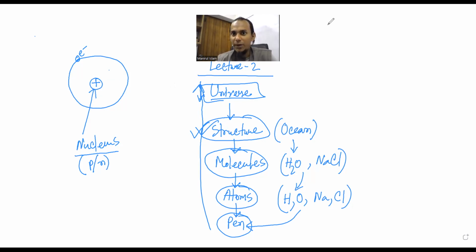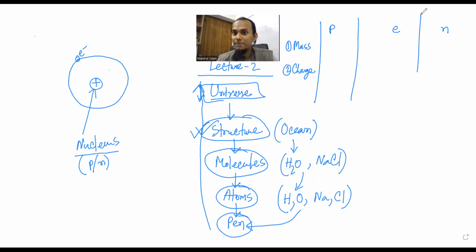So for 3 marks, if you look at the past question papers for Edexcel or Cambridge, they will ask you about 3 things: protons, electrons, and neutrons. They will ask 2 things: number 1, their mass, and number 2, their charge. And you can easily remember. This is a 3 marks question.